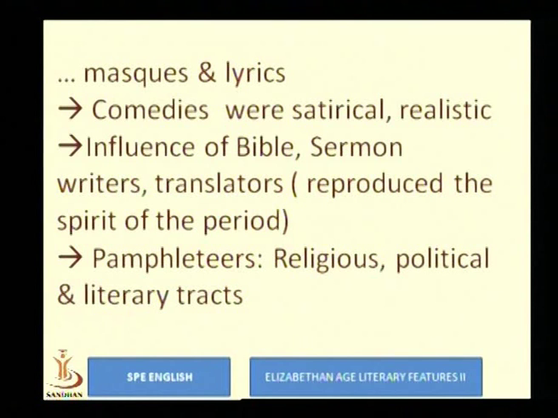You find that pamphleteers were also quite popular during the Elizabethan age. What kind of pamphlets were being written? The tracts that you find here are religious works. A lot of religious works were written, and you will find a lot of political writings also during this period. Apart from that, as criticism itself developed to a great extent, you will find literary tracts also written during this Elizabethan age. So you have a diverse kind of literary forms being made available during the Elizabethan age.